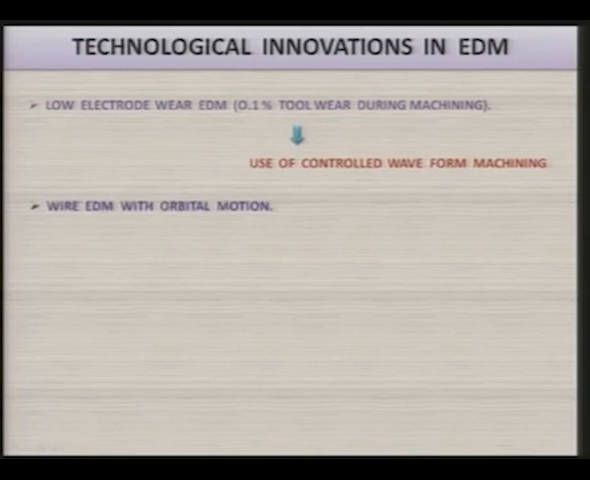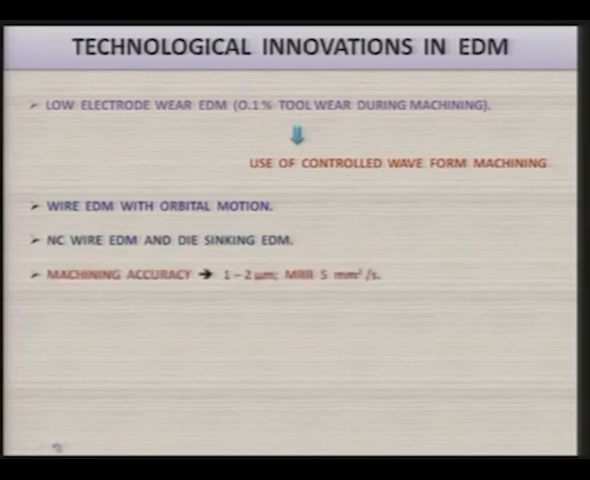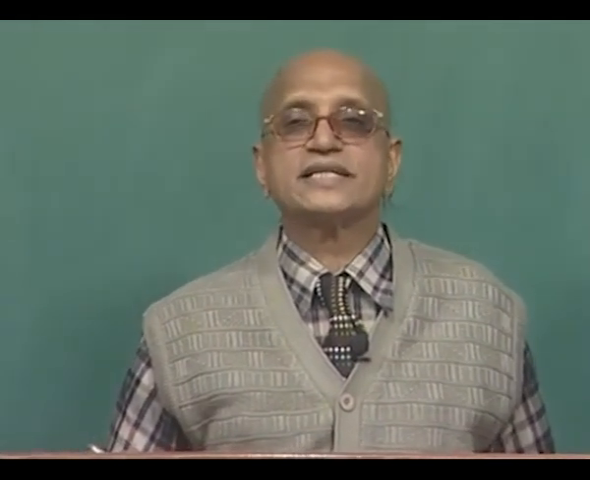Wire EDM with orbital motion is the system that has been developed by Electronica Pune. NC wire EDM and die sinking EDM are other examples. Machining accuracy in case of NC EDM 1 to 2 micron, material removal rate 5 millimeter square per second. In this particular case, it is very important to understand, here the material removal rate is given in terms of millimeter square per second. Here actually with the help of the wire you are creating a surface rather than really removing material in the form of large quantity.